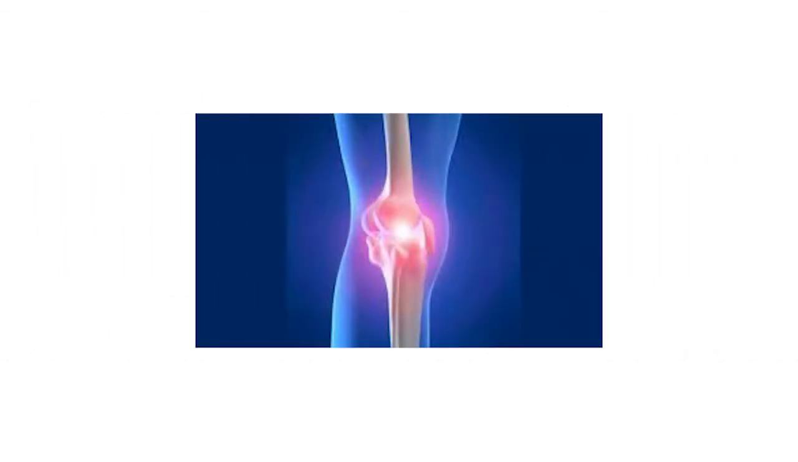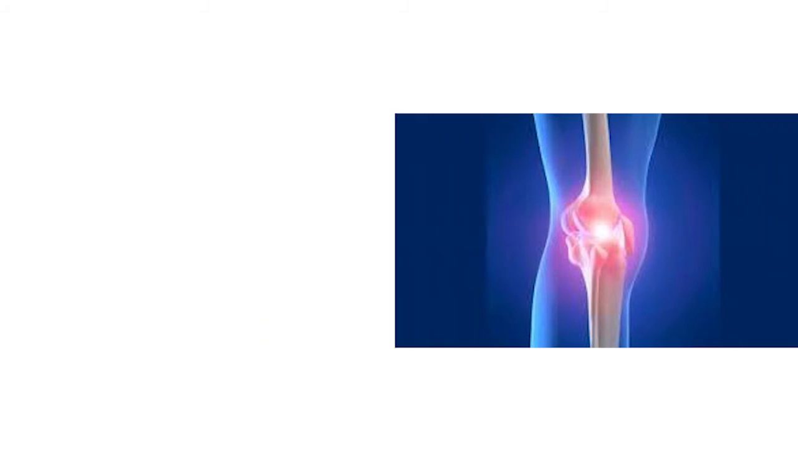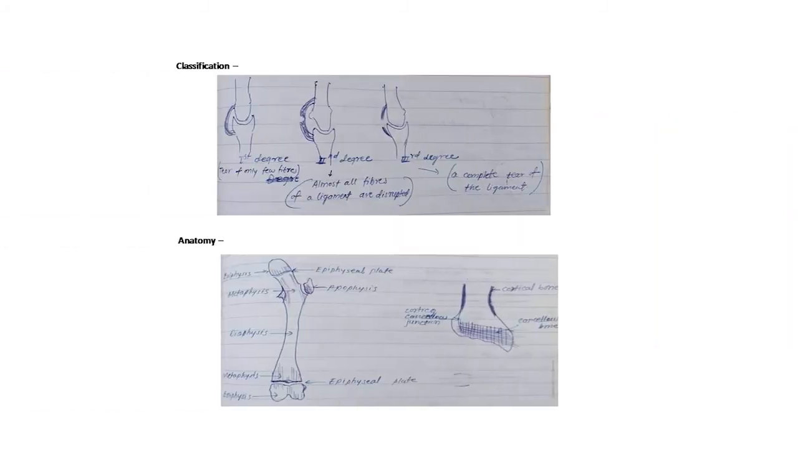Dear students, here is the image clearly showing the injury or inflammation of the knee joints. The classification of the injury of joints is clearly seen in this image. There are 3 degrees of ligament injury: first degree, second degree and third degree respectively. The 3 images show the tear of only a few fibers in the first image, and in the second degree of injury of the ligament, almost all fibers of the ligaments are disrupted, and in the third degree, a complete tear of the ligament is clearly seen in the third image. These are the degree wise injuries of the ligaments.